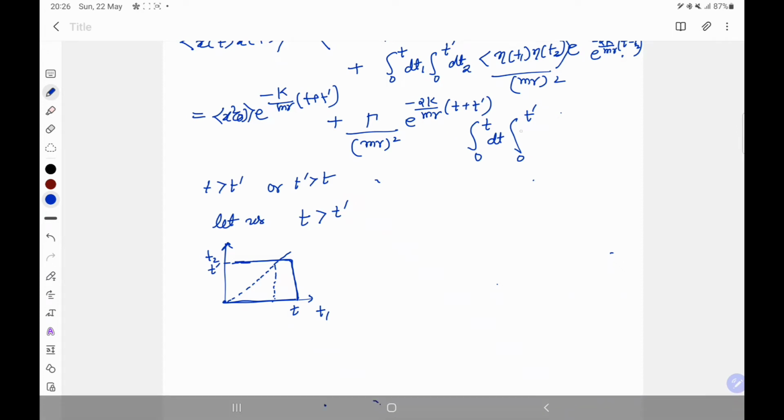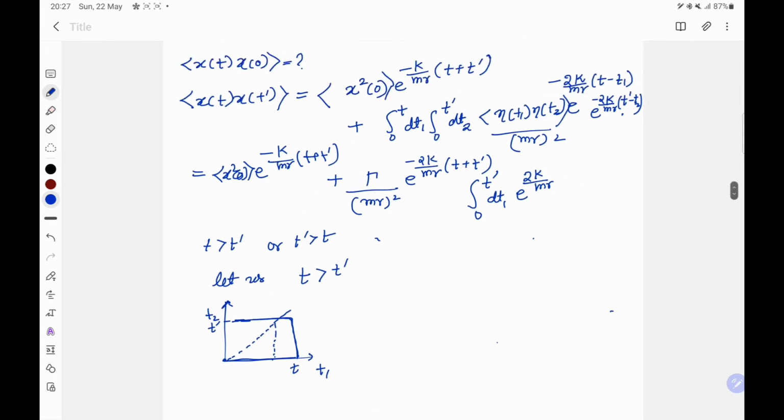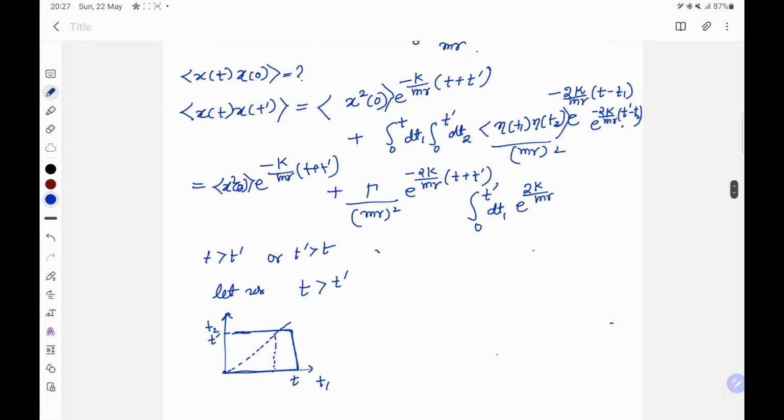Okay, so if you substitute the value of delta, then the t prime integration will be gone and this will be replaced by e to the power kappa over m gamma (t1 plus t2), and this will be 2 times t1. Yeah, so that's why 2 is coming. So actually there is no 2 here, it's only kappa. Okay, 2 t1.